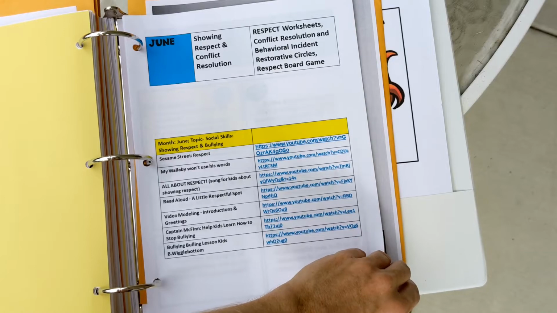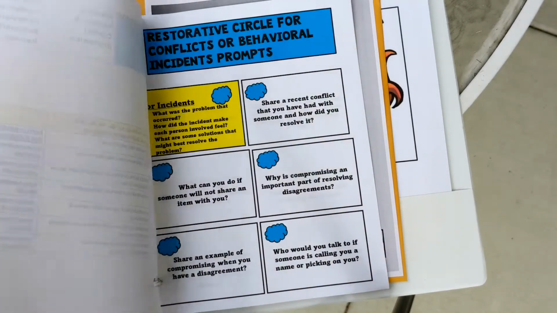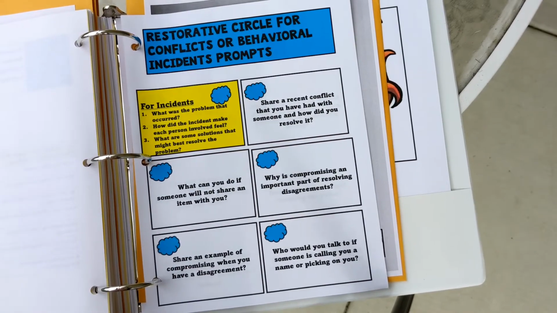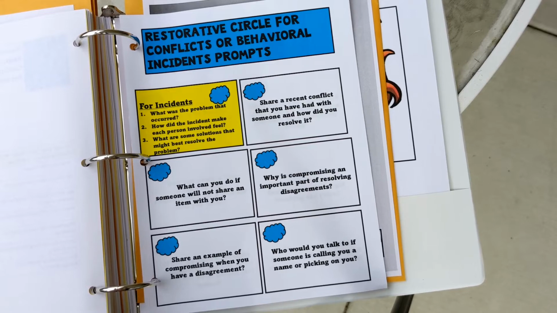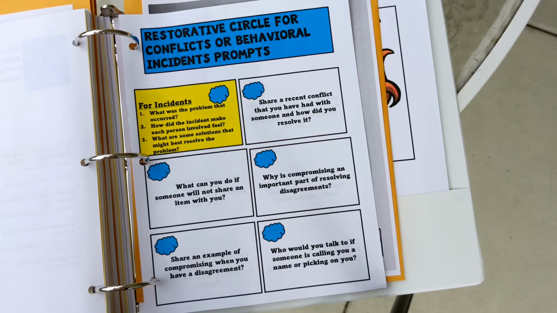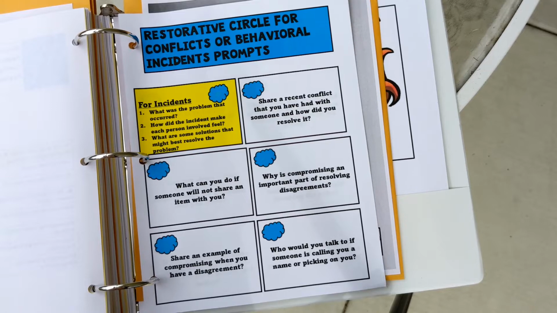And then June, the final month, is showing respect and conflict resolution. So a little bit more social skills. And these are the restorative circle prompts for conflicts. And so you can use these anytime in this school year when an incident comes up. So like this yellow one is specifically for the incidents. It says, what was the problem that occurred? How did the incident make each person involved feel? And what are some solutions that might best resolve the problem?